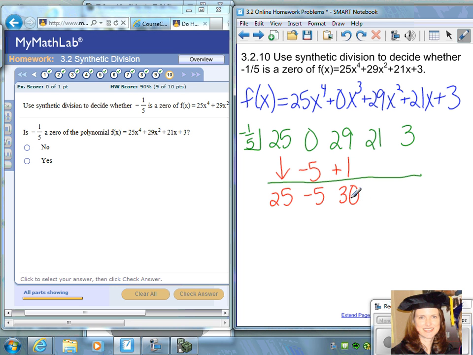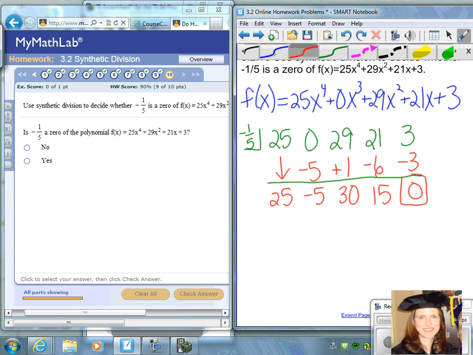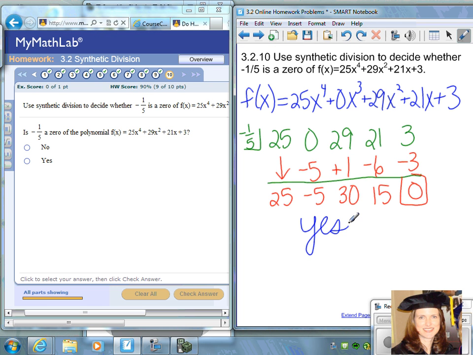30 times negative 1 over 5 is negative 6. 21 minus 6 is 15. 15 times negative 1 over 5 is negative 3. And a positive 3 and a negative 3 is 0. So the answer to the question, is negative 1 over 5 a 0 of the polynomial? The answer is yes, because the remainder is 0 when you use synthetic division.